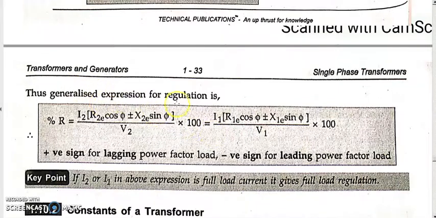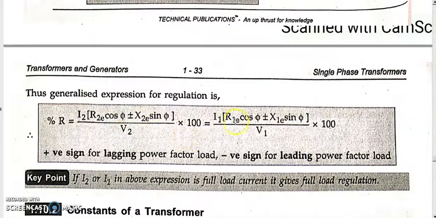So the generalized expression for regulation is, as we already derived for load condition itself, I2 R2E cos phi plus or minus I2 X2E sin phi. Again remember here they haven't mentioned any phi 2. You have to understand that it is the load power factor angle for phi, and cos phi is the power factor. You have to remember this. If you want, you can mention it in that fashion and remember. And again plus is for lagging and minus is for leading.